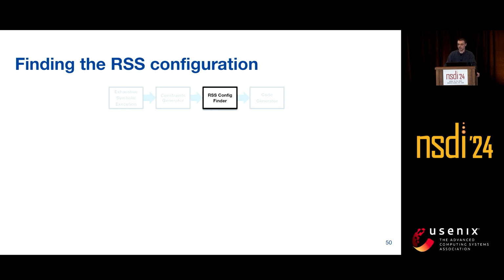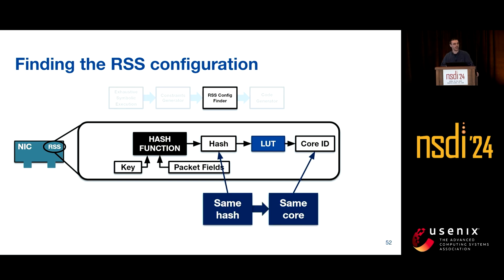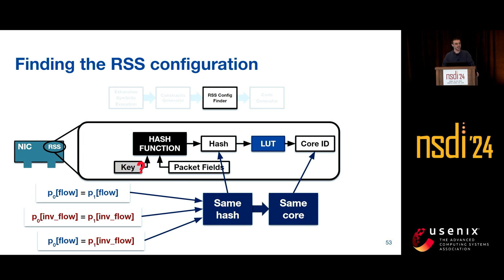So now we have our sharding constraints. It's time to find the right NIC configuration that enforces them. Recall that the RSS hash mechanism is configured with both a key and packet fields, and that the hash is used to decide to which core to send the packet. So every pair of packets that generates the same hash will necessarily always be sent to the same core. So the question is, can we make it so that every pair of packets that satisfies the sharding constraints generates the same hash and therefore is sent to the same core? Is there a key that enforces this?